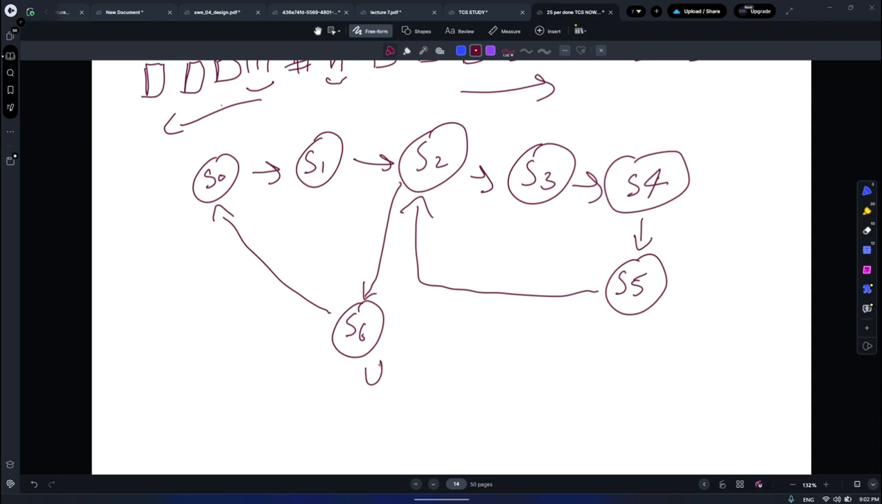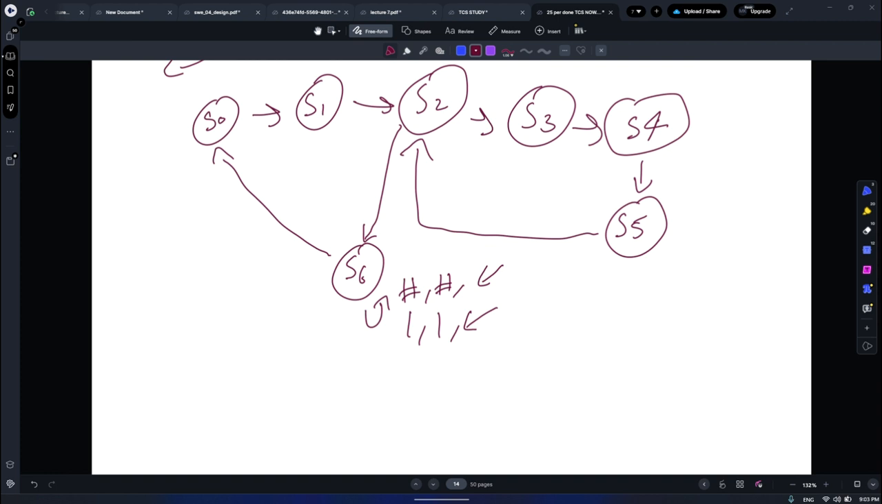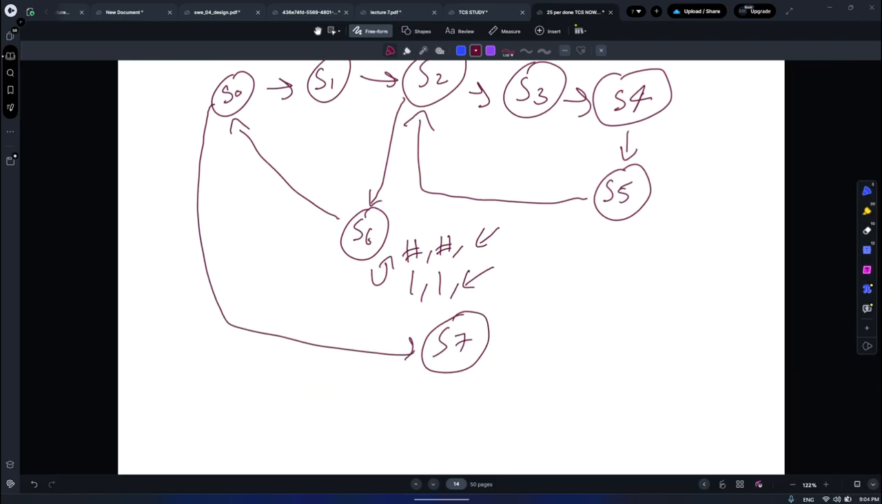Then we have, of course, a self loop going on its own, which will read a hash and go left. It will read a 1, keep it a 1, and then go left. And if it reads a blank here, it goes to state 7. From S0, if we read a blank, then it keeps it like that, stays in its own position, and just changes to S7. And from S7 we have our final accepting state, which is S8.